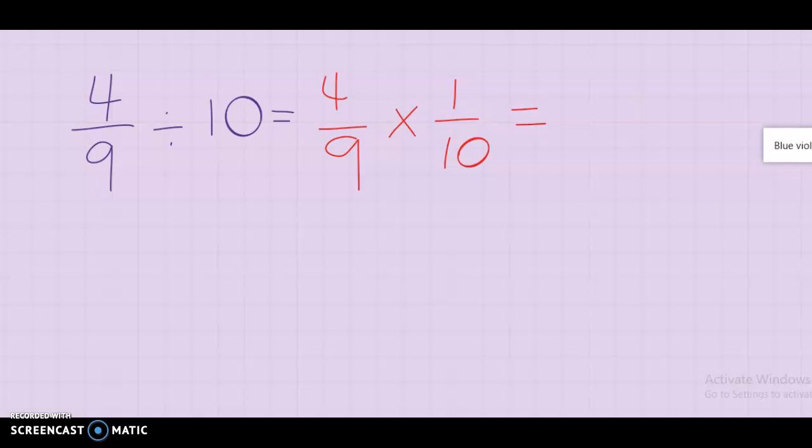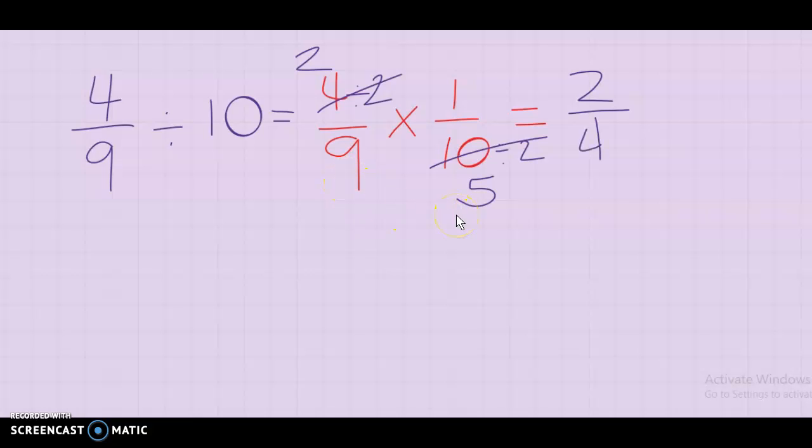And I can see that 2 is a factor of both 4 and 10. So 4 divided by 2 and 10 divided by 2. 4 divided by 2 is 2. 10 divided by 2 is 5. Okay, now I'm going to multiply the numerators. 2 times 1 is 2. Denominators are 9 times 5, which is 45. And that's the answer.